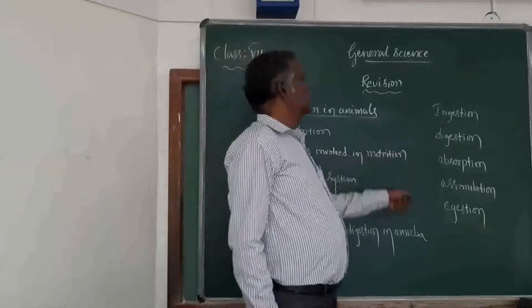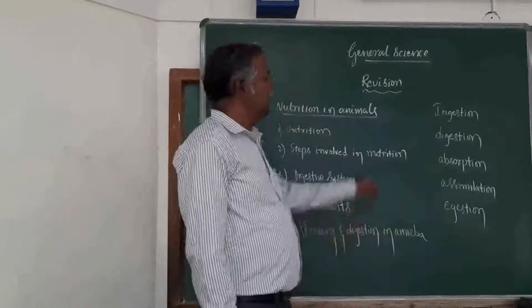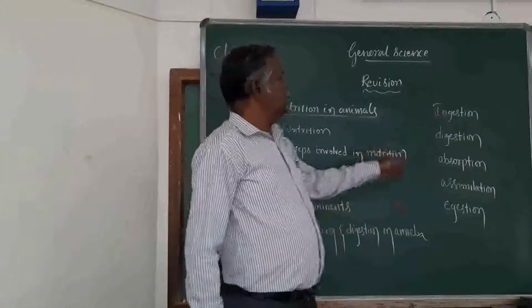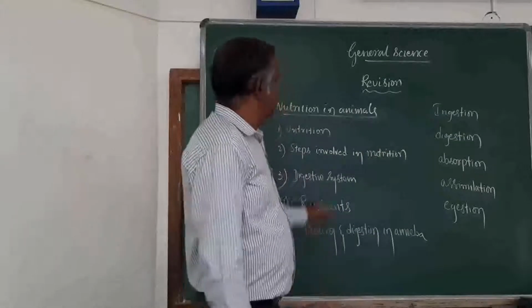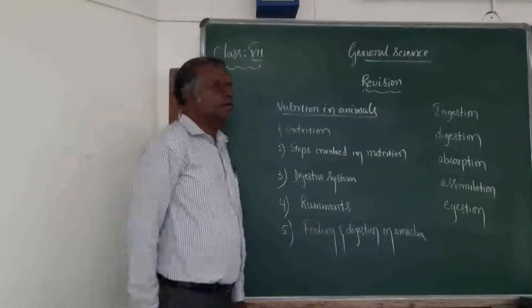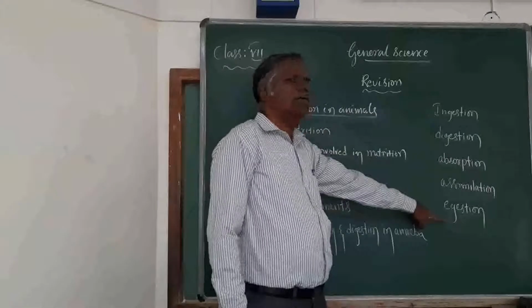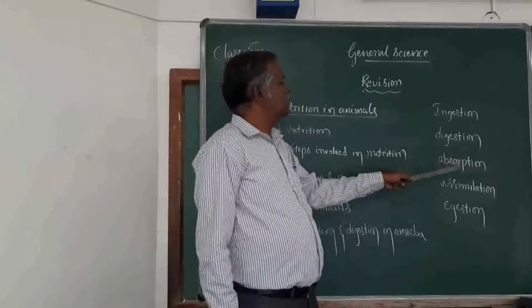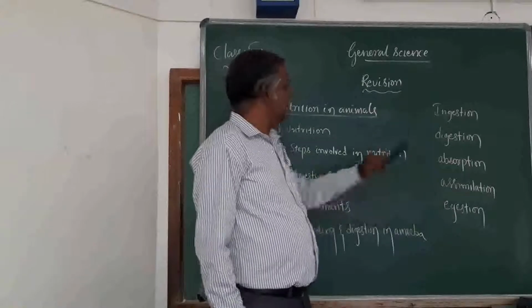So, these are the steps involved in nutrition. It is common in almost all animals, but the only difference is that they have different organs to carry out all these processes. So the steps are ingestion, digestion, absorption, assimilation, and egestion.